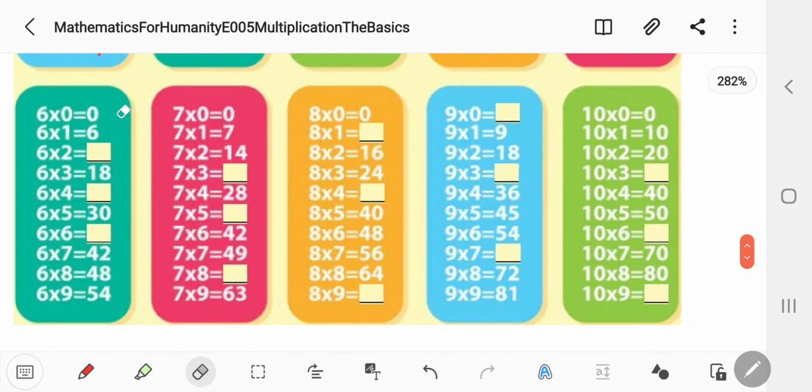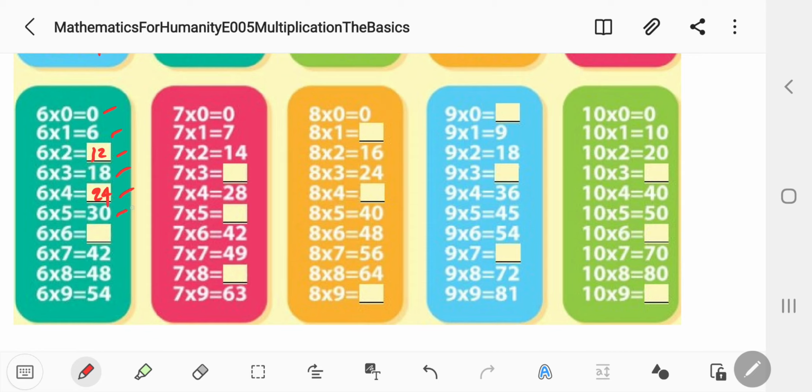So 6 times 0 would be 0. 6 times 1 would be 6, and then 6 times 2 would be 12, because you're counting by 6 here. So you have 0 plus 6 equals 6. 6 plus 6 would be 12. And then 6 times 3 would be 18, because 12 plus 6 is 18. And then 6 times 4 would be 24, because 18 plus 6 is 24.